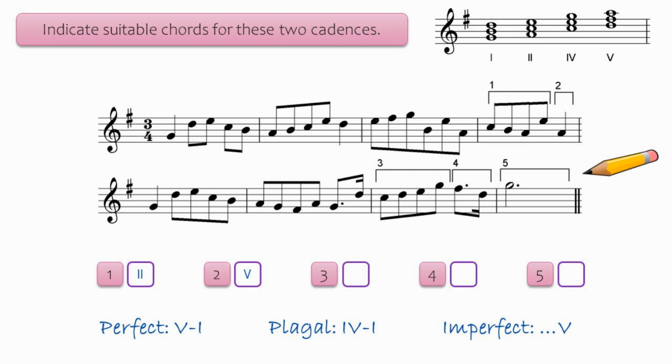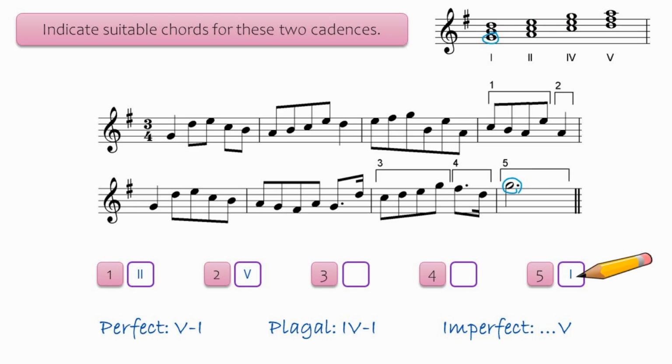Now let's look at chords 3, 4 and 5. Chords 4 and 5 form the actual cadence, and chord 3 is a pre-cadence chord. As before, it's best to start at the end with the last chord, which must be 1 or 5. G is only found in chord 1.